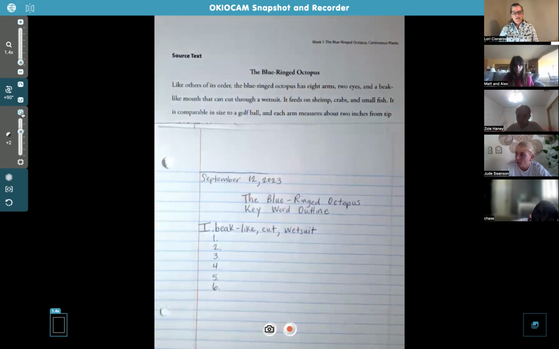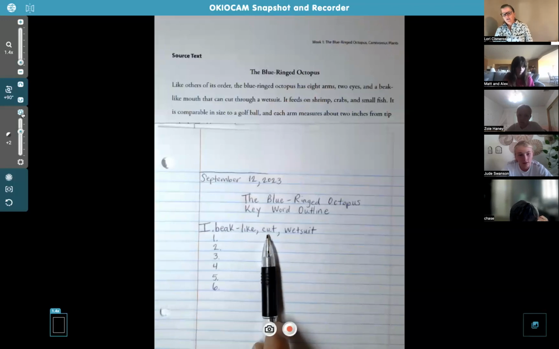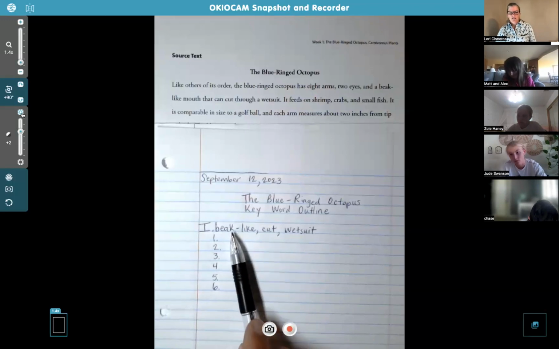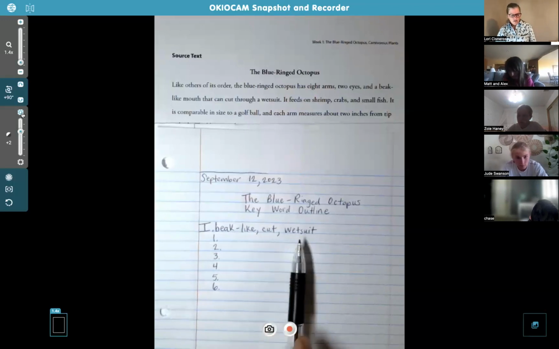And you separate the keywords by commas. And I know cut is not a very descriptive word. I mean, it is, but it's a small word. That's okay. It's a keyword. It's telling us what the beak is doing. It's got this mouth, beak-like mouth that can cut through a wetsuit.